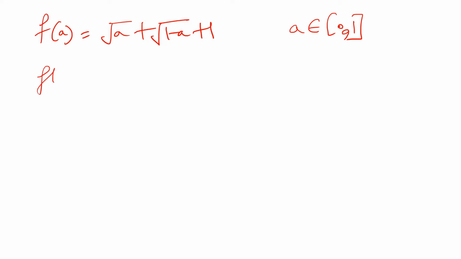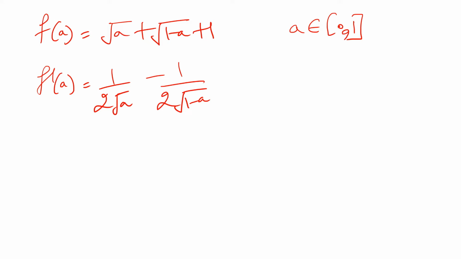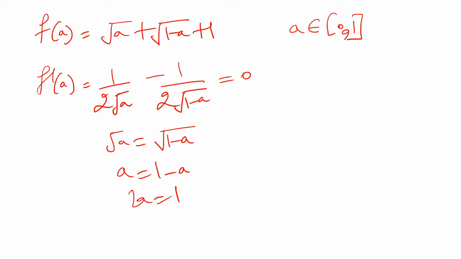Now f dash a becomes how much? It is 1 upon 2 root a minus 1 upon 2 under root 1 minus a. To find the maximum value of this expression, f dash a must be 0. So that means root a becomes equal to square root of 1 minus a. When we square both of them, we get 2a equal to 1, or a is just equal to half.